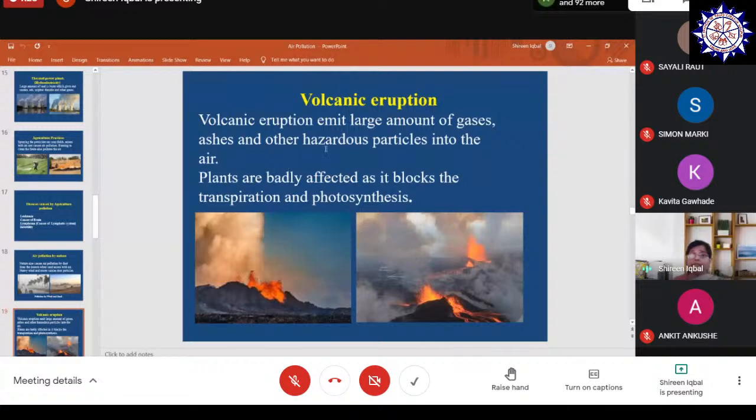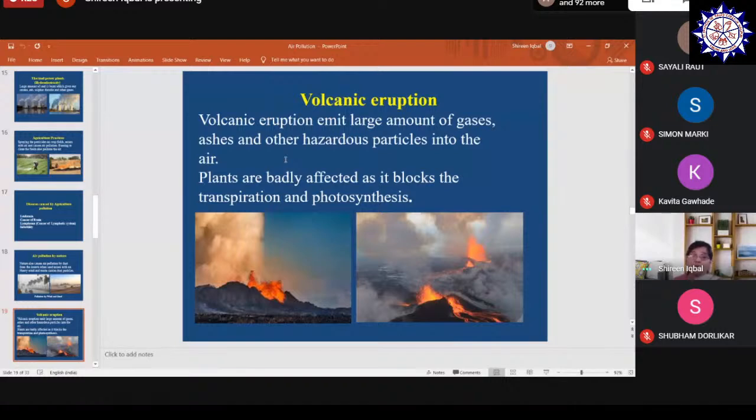And these hazardous particles or harmful gases not only affect living beings or human beings, they also affect plants very badly. It blocks the transpiration and photosynthesis. What is transpiration? That is the movement or the circulation of water in plants.